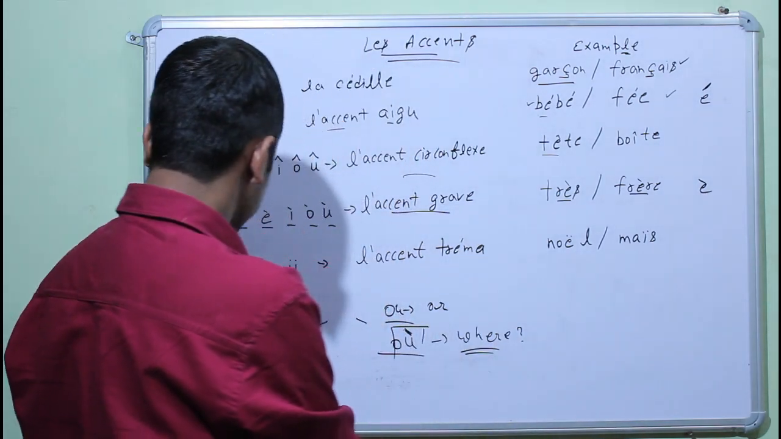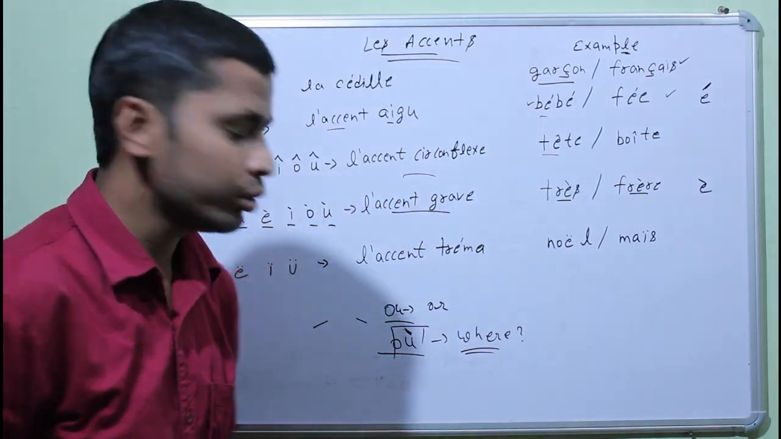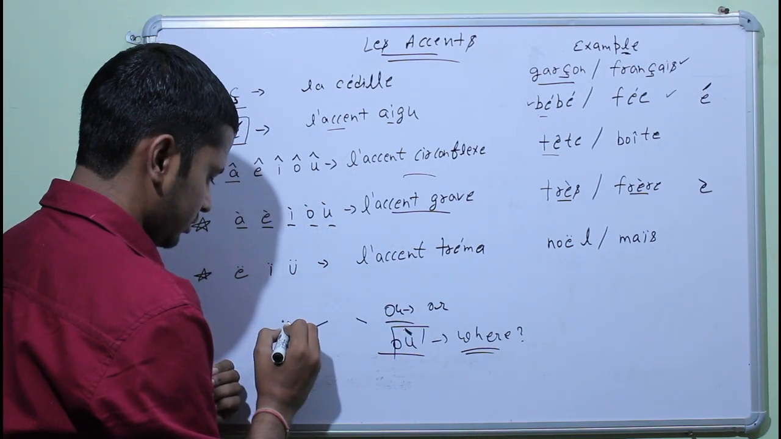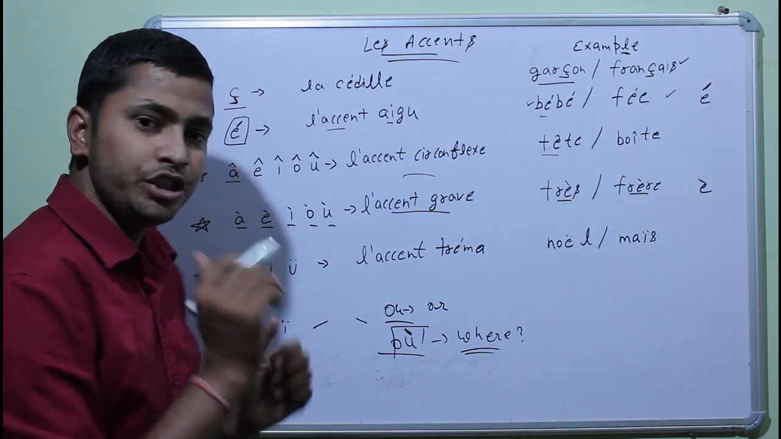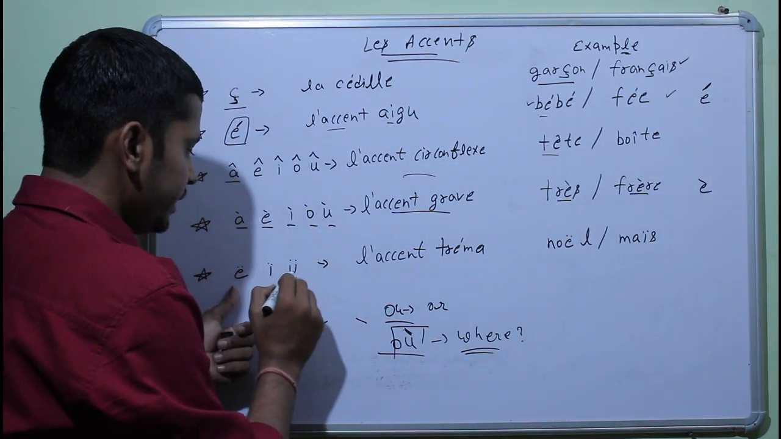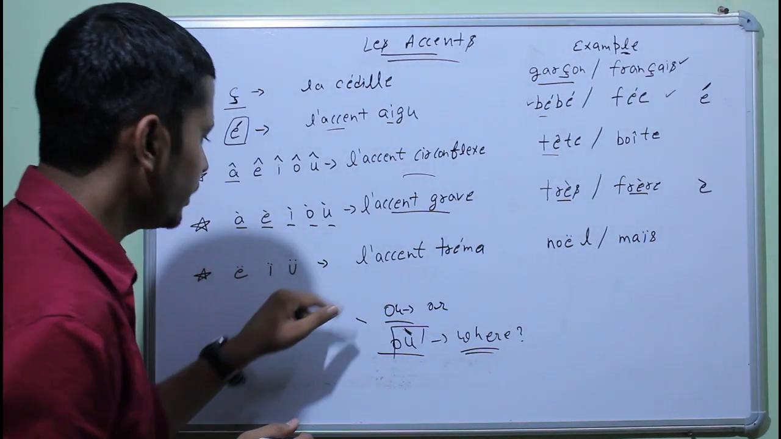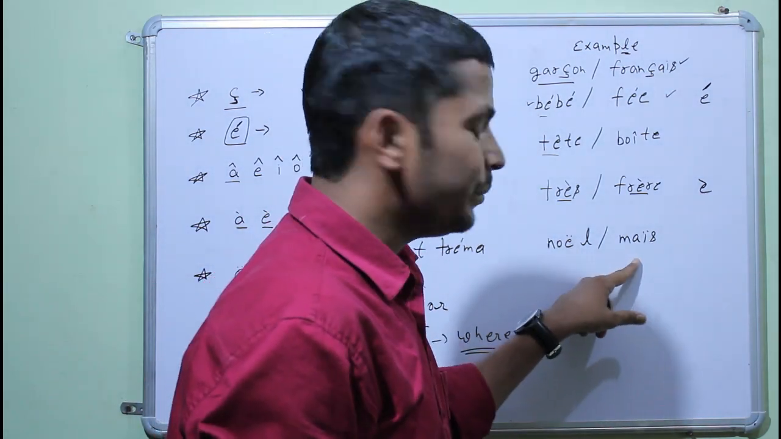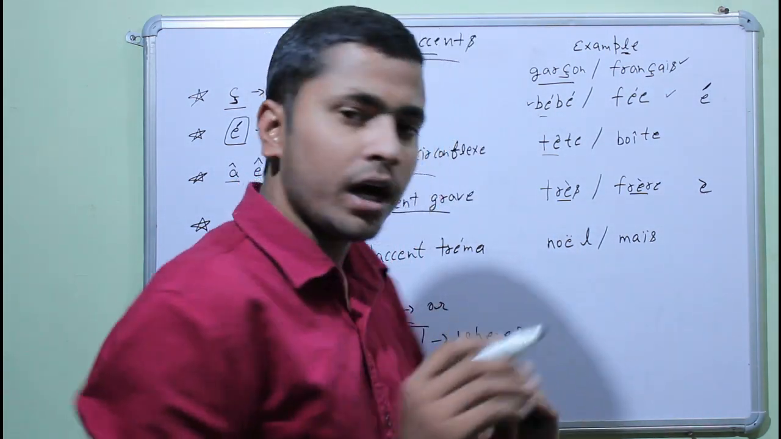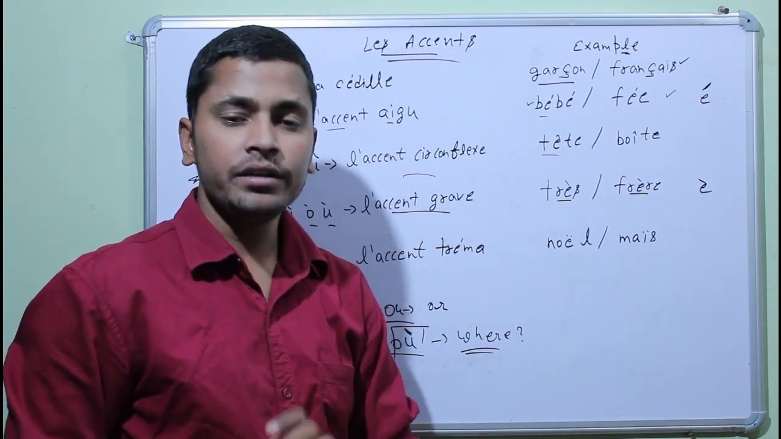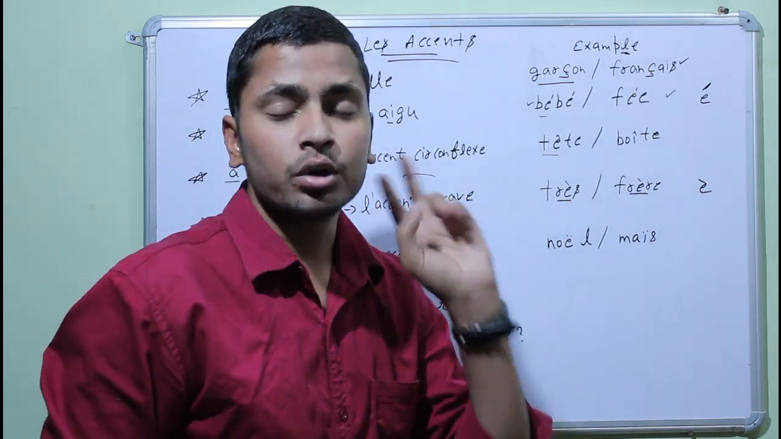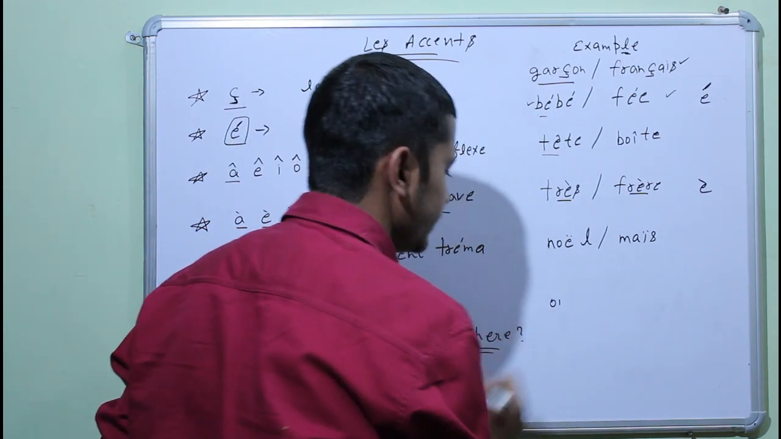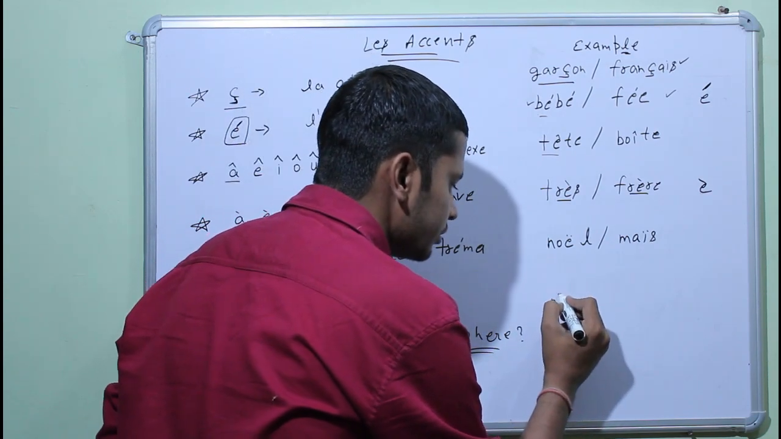Next is tréma. So how to use tréma? It is used like this, over E, I, U. For example, Noël. We use it when there are two vowels together, like O and I, then we use it upon the I.